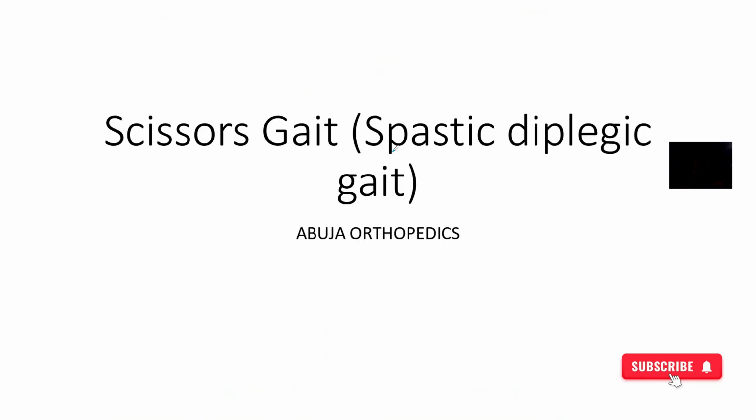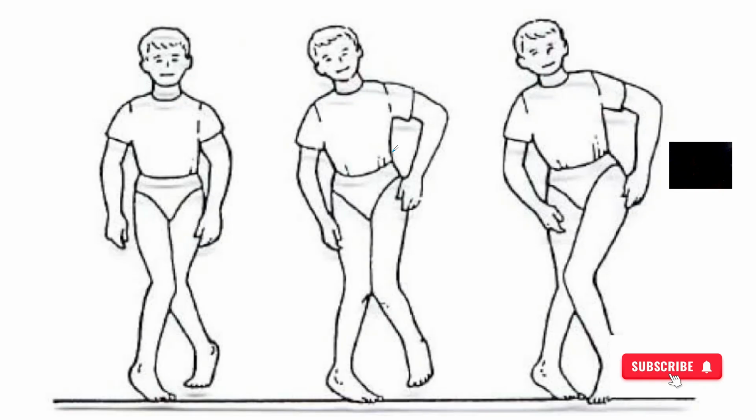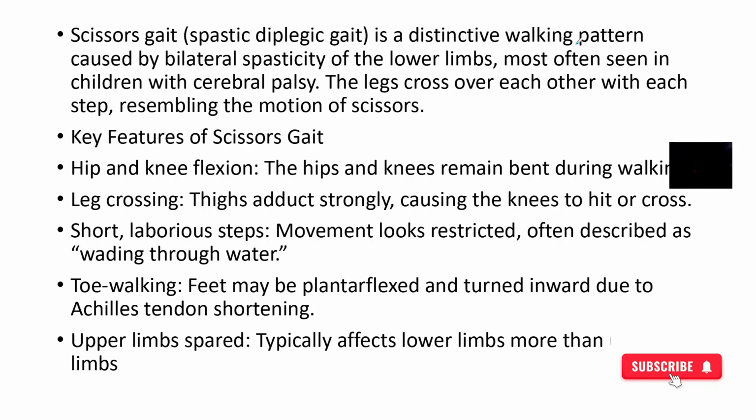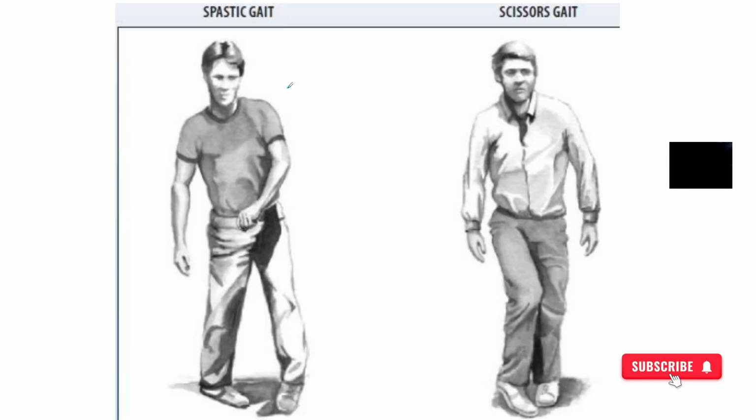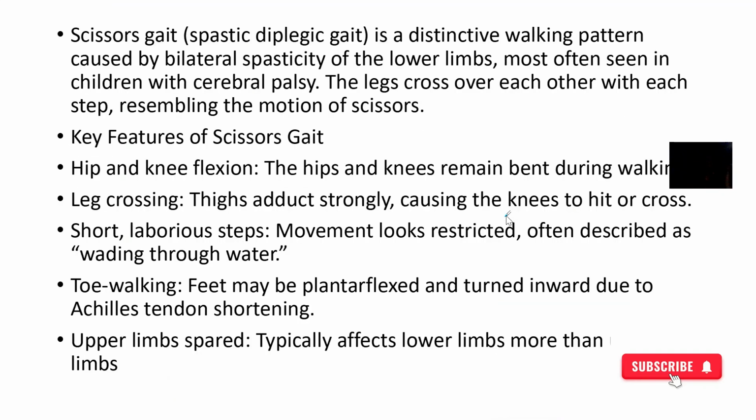So they call this the scissors gait, also known as a spastic diplegic gait. It's a distinctive walking pattern, and it's usually caused by bilateral spasticity of the lower limb. It's often seen in children with cerebral palsy. You can see it in other people too, though. So scissors: the knees are together, the legs are now going into one another.